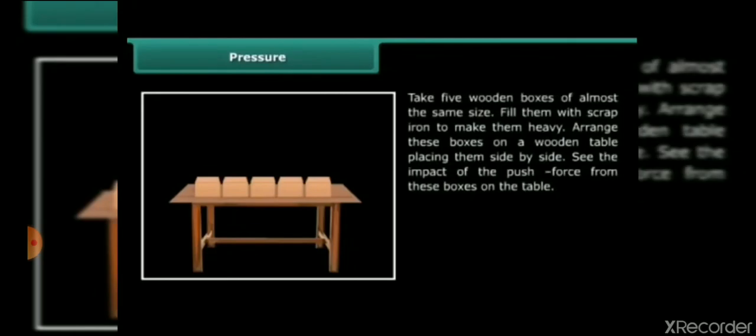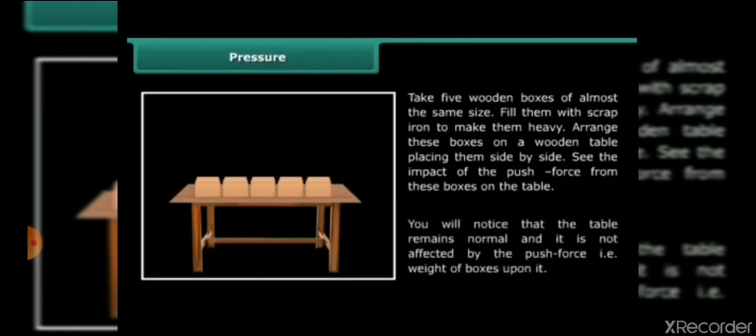Pressure. Let us perform an activity. Take 5 wooden boxes of almost the same size. Fill them with scrap iron to make them heavy. Arrange these boxes on a wooden table, placing them side by side. See the impact of the push force from these boxes on the table. You will notice that the table remains normal and is not affected by the push force, that is, the weight of the boxes upon it. Now, rearrange these boxes on the same table, placing them towards the center and one over the other. Now see the impact.